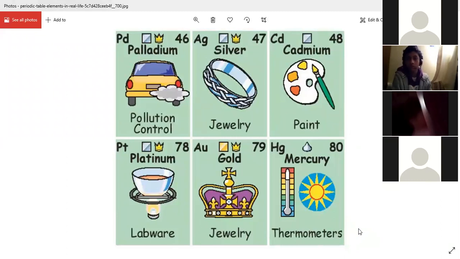For example, your palladium, okay, this is your element, and it is a gas, and it can be used to control your pollution, right? Then silver, it is used in jewelry. Then cadmium, it is used in paints. Mercury, it is used in thermometers. ठीक है? Gold, it is again used in jewelry. Platinum, it is used in webware. So these are the different examples of your elements with their uses.